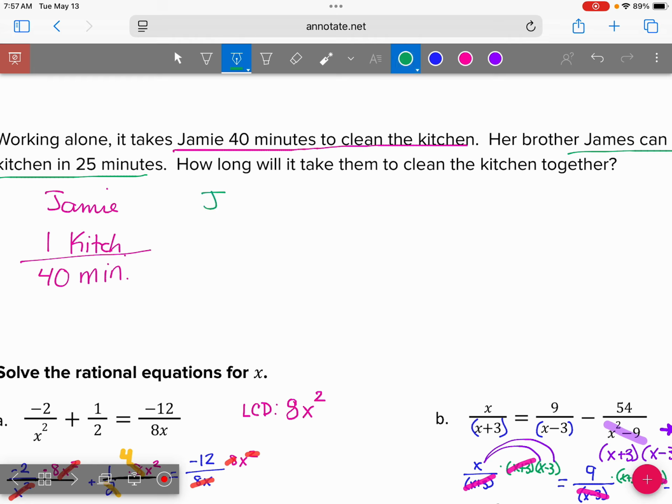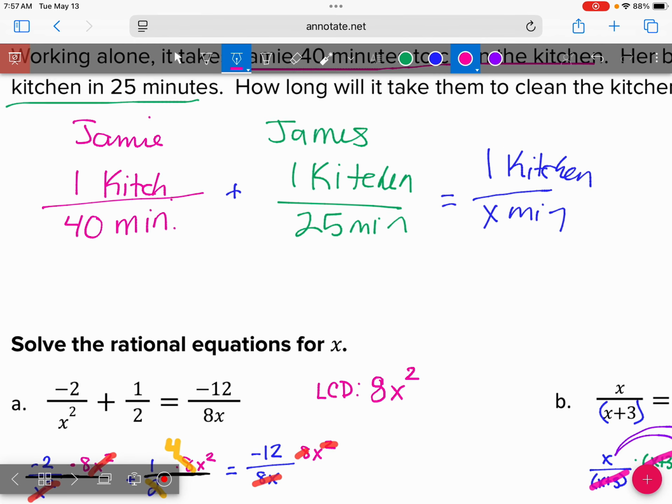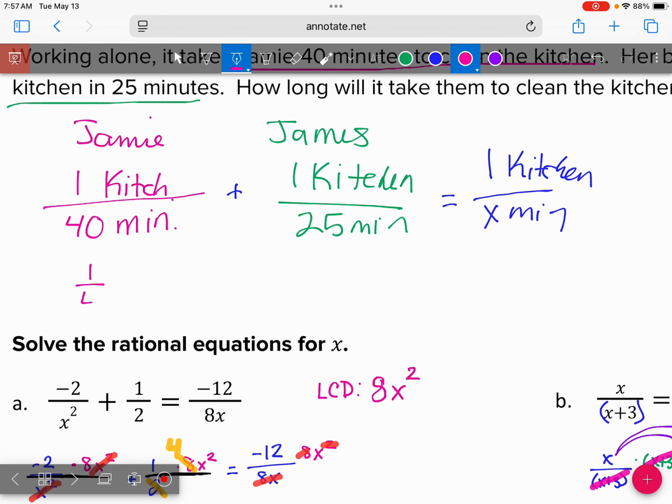Yep. So if we take what it takes to clean one kitchen, and I want to know how long it takes them to work together, we need to add those two pieces together so we can figure out how long it takes them to clean our one kitchen in X minutes. So doing this as its own set of fractions, we're going to have 1 over 40 plus 1 over 25 equals 1 over X.